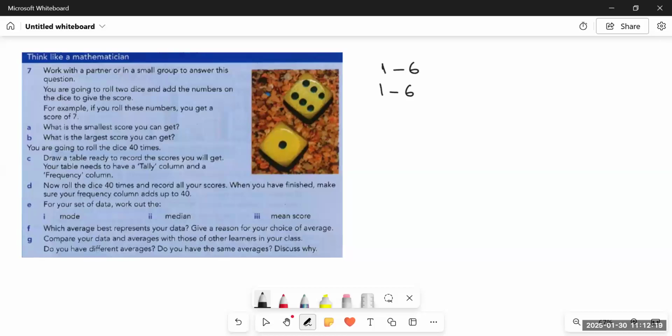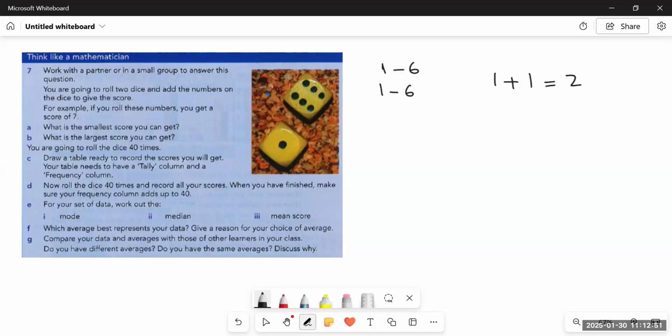Now they're saying what you have to do. They're saying you are going to roll two dice and add the numbers on the dice to give the score. For example, if you roll these numbers, you get a score of 7. Okay. So what is the smallest score you can get? Of course, 1 plus 1. If we both get 1 each, we will get the smallest score of 2, since there is no number less than 1 and 1 is the smallest among all. So the smallest score would be 2.